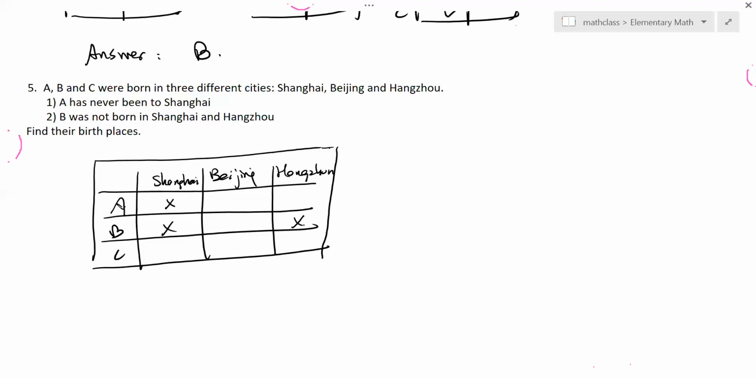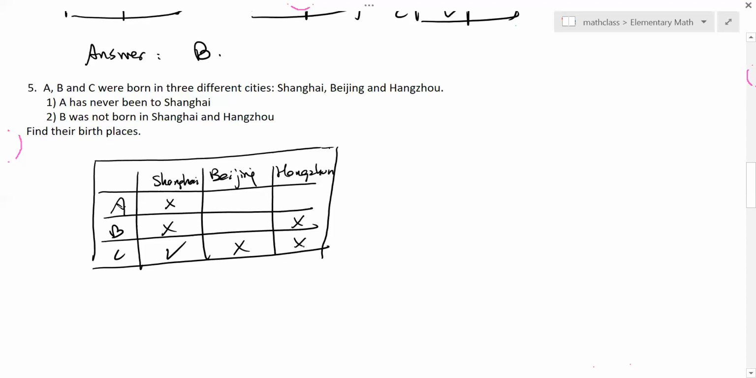Look at C. It's because they are born in different cities. We have no information for C. But A is not in Shanghai, and B was not born in Shanghai, so C must be born in Shanghai. If C was born in Shanghai, you cross out the rest of them.